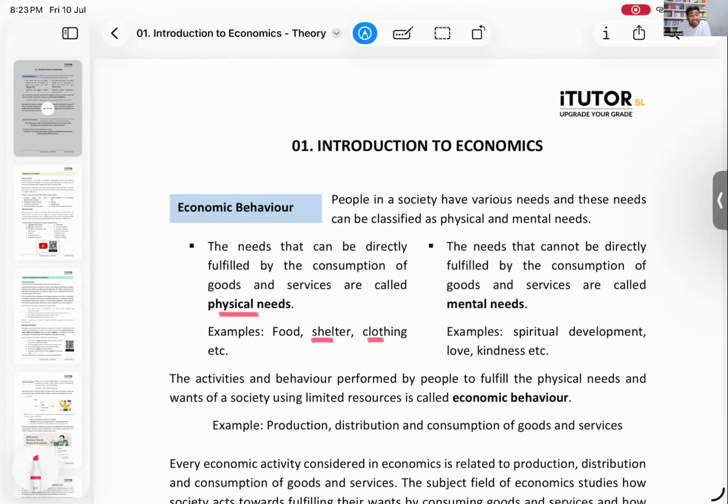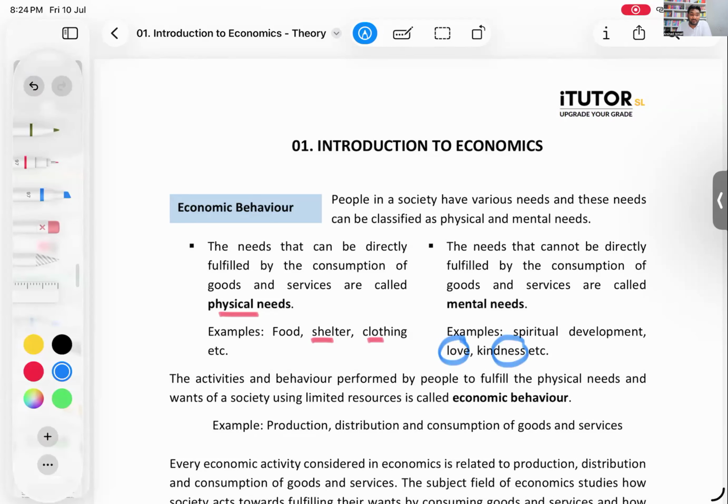And what are mental needs? Mental needs, example, love, kindness. Now, at this age, your hormones also start working. At this point, you all want to find a partner in life, no? Yes.